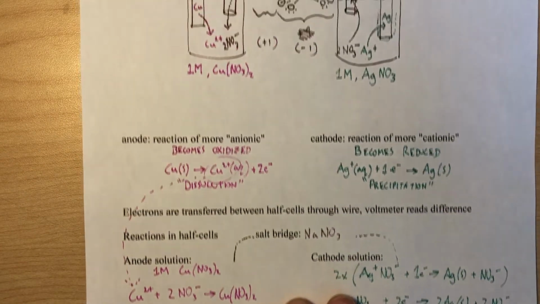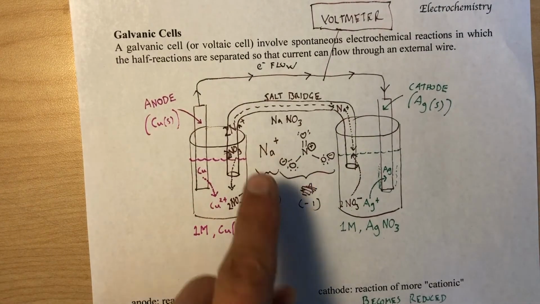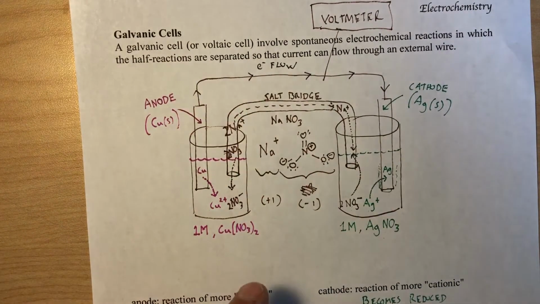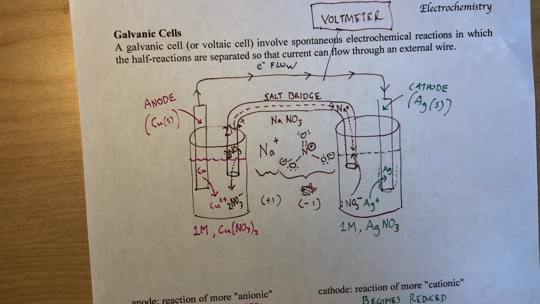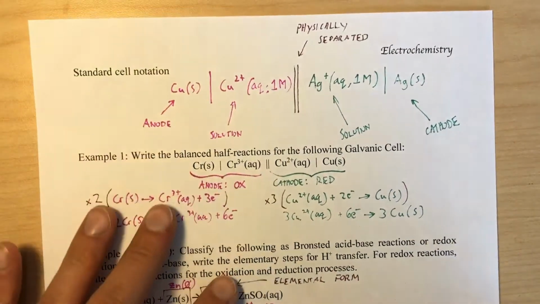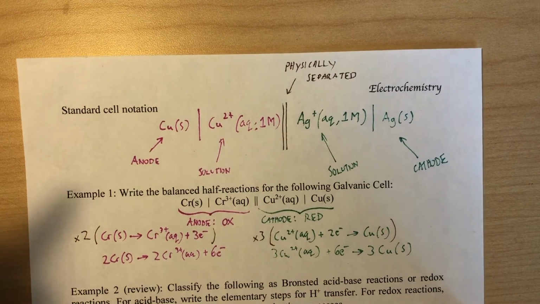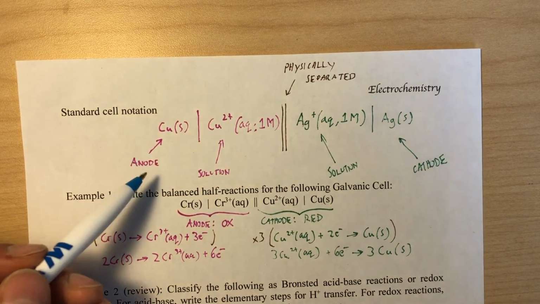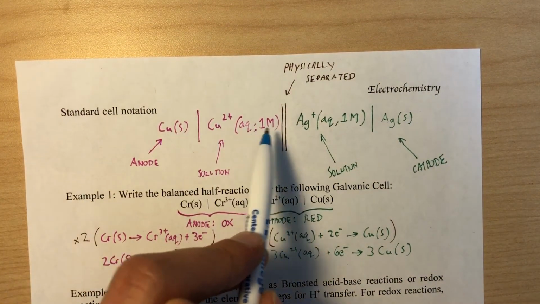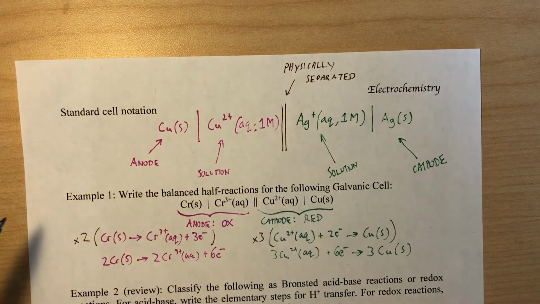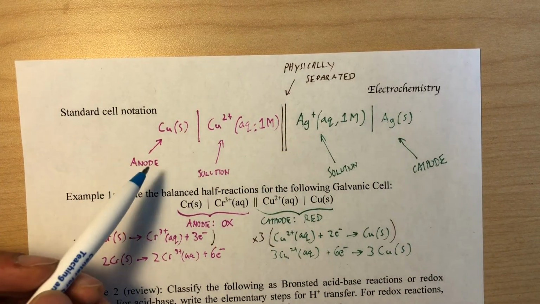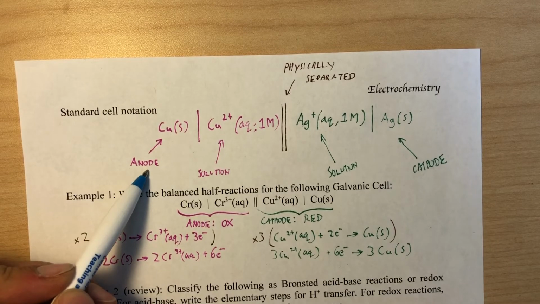Now that we've seen what the big picture looks like for a galvanic cell, all of the critical pieces of the information can be summarized in what's called standard cell notation. So here we have that same scenario, but written more succinctly, where we have different quadrants separated by single and double vertical lines. So let's take a look. From left to right, it is always written anode and cathode.